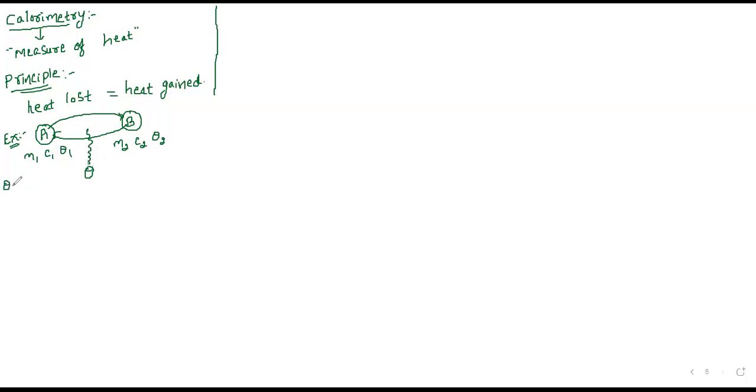If you assume θ1 is more than θ2, what happens? Energy will flow from body A to body B, isn't it? Heat energy will flow from body A to body B. So this clearly tells that the amount of heat energy lost from body 1, that is body A, is M1 C1 (θ1 minus θ), where θ is the intermediate temperature. This should be the amount of heat gained, M2 C2 (θ minus θ2).